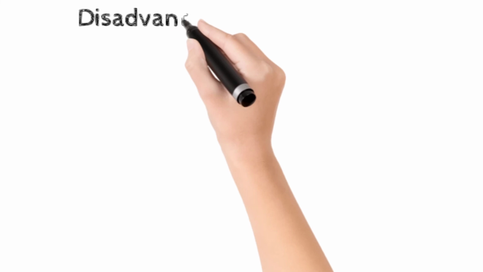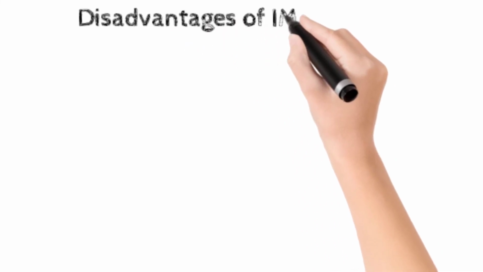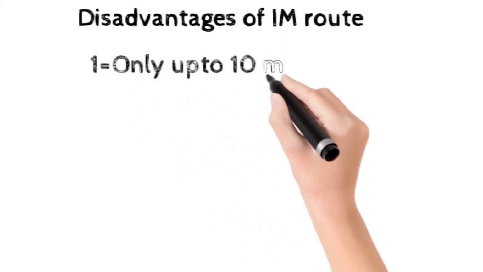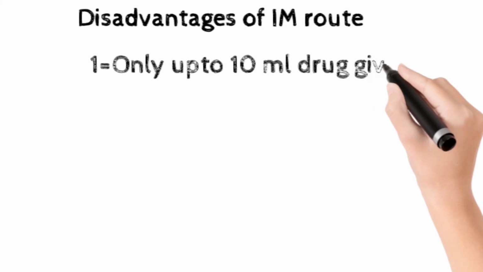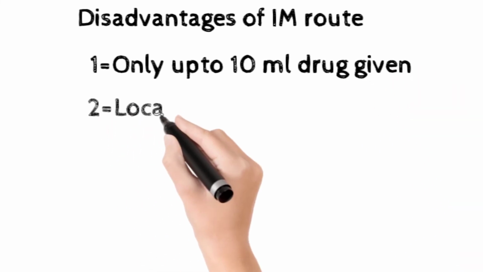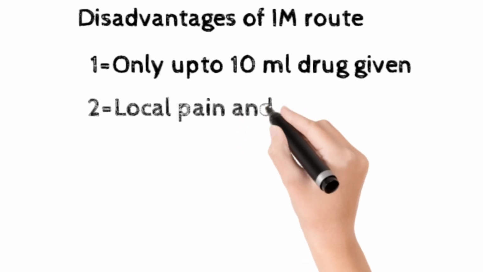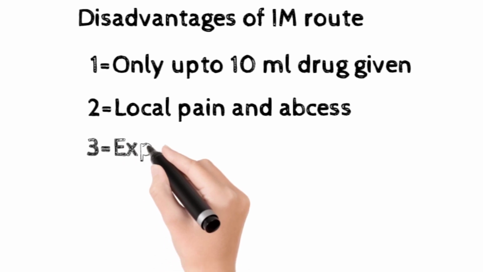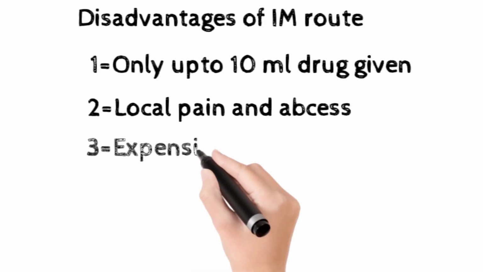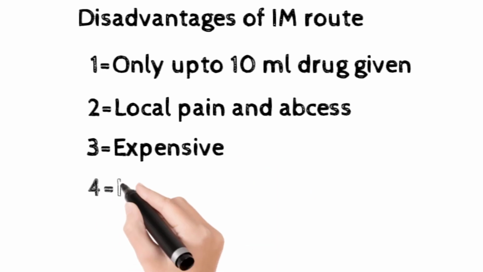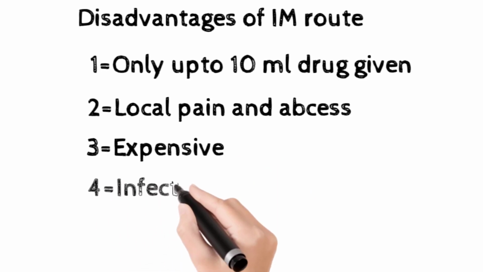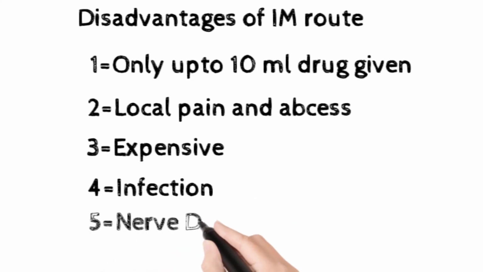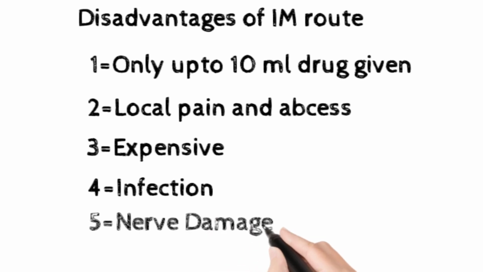Now come to the disadvantages of the IM route. Number one, only up to 10 ml of drug can be given by this route, not more than 10 ml. Number two, local pain and abscess. Mainly abscess occurs through this route. The third is that it is an expensive route. And the fourth disadvantage of the IM route is infection. And the fifth, the most dangerous, is nerve damage.